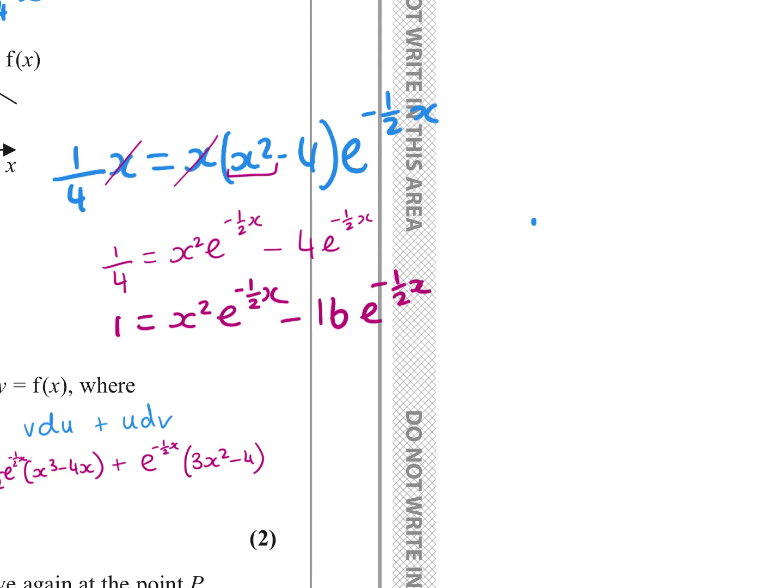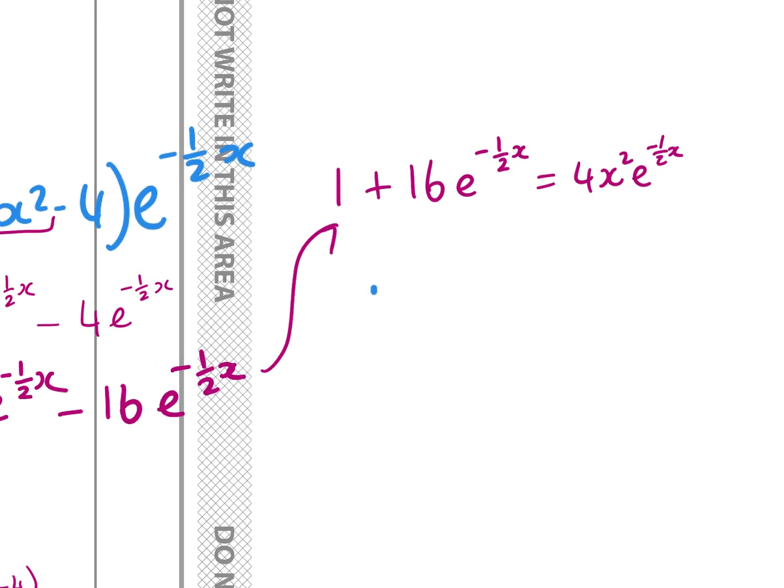Doesn't this change to 4? Yep, this becomes a 4. Okay, so now I'm going to get 1 plus 16e to the minus a half x equals 4x squared e to the minus a half x, if I move the 16 to the other side. Okay, I'm going to divide everything by e to the minus a half x.